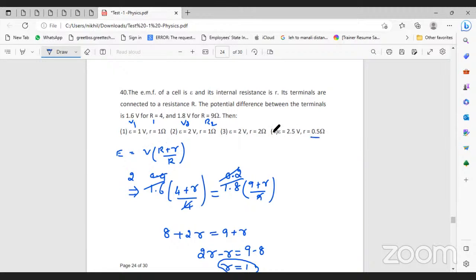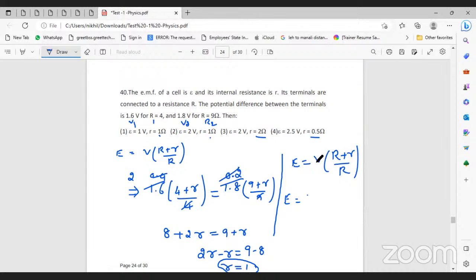Here it is not there. Here it is not there. So here it is there and here it is there. So you have to find it for E. So how to find electromotive force E? We have the formula for electromotive force E, that is V into (R plus r) divided by capital R. So E is equal to V, how much? V is how much?